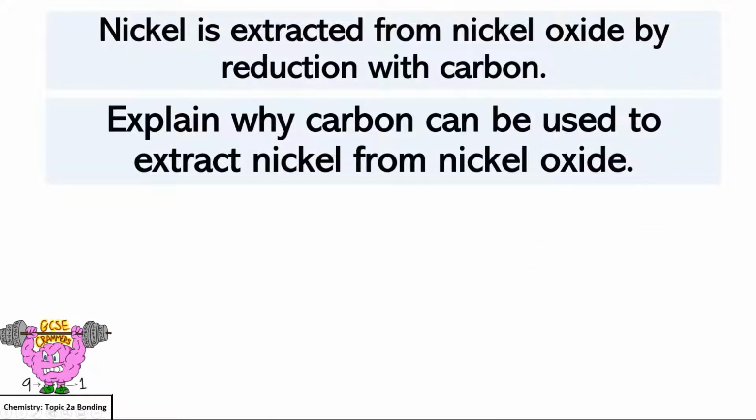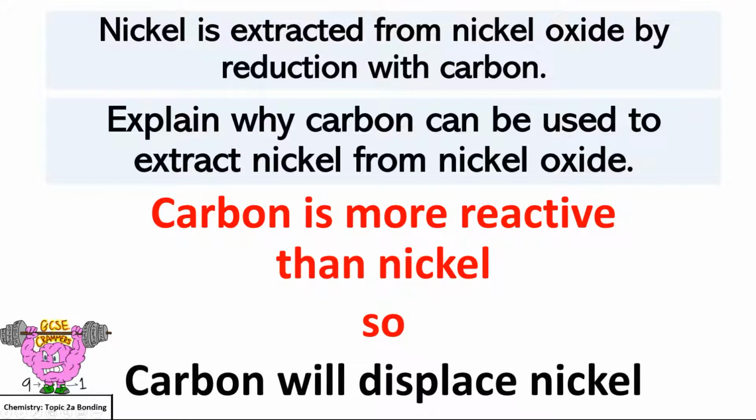Nickel is extracted from nickel oxide by reduction with carbon. Explain why carbon can be used to extract nickel from nickel oxide. Carbon is more reactive than nickel, so carbon will displace nickel.